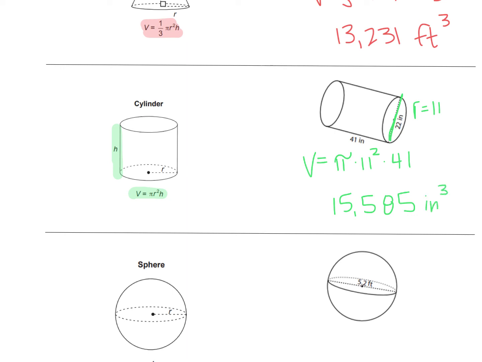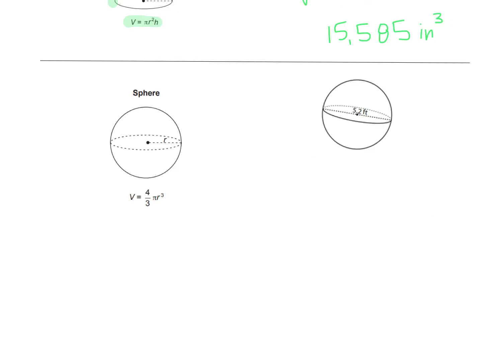Let's check out a sphere. With a sphere, its formula again is slightly different. It is volume is equal to 4/3 pi r cubed. Okay, and so that means all we need out of a sphere is to figure out what the radius is. And again, not the diameter, the radius.